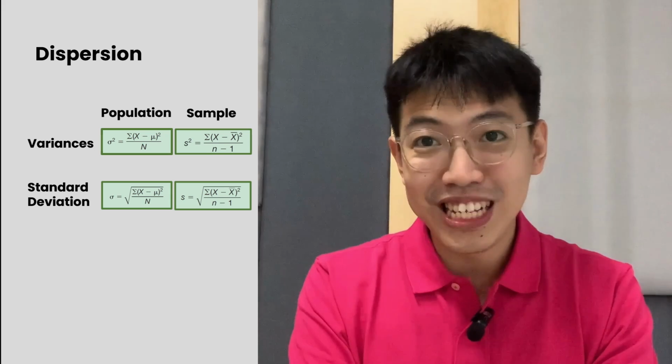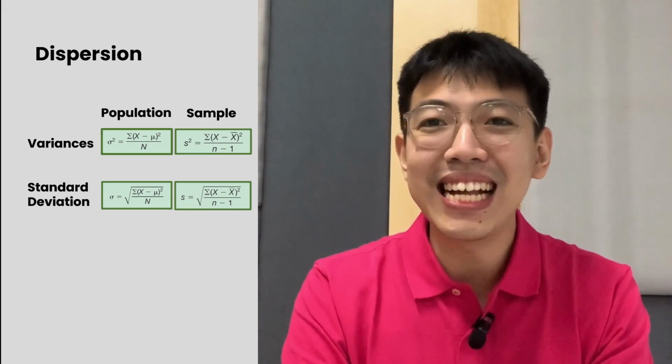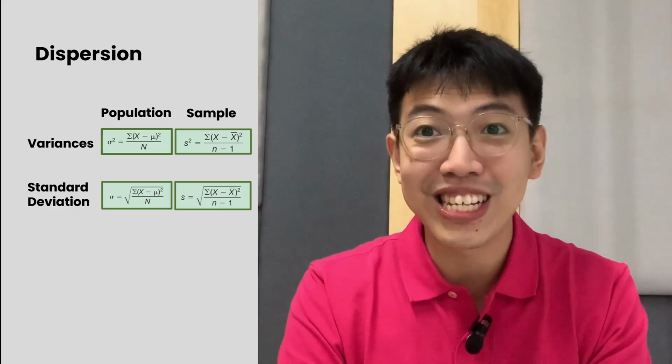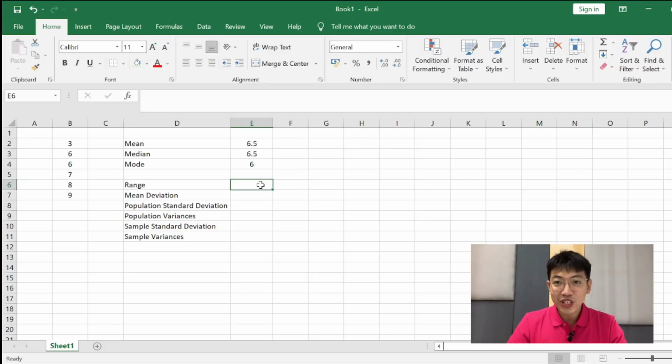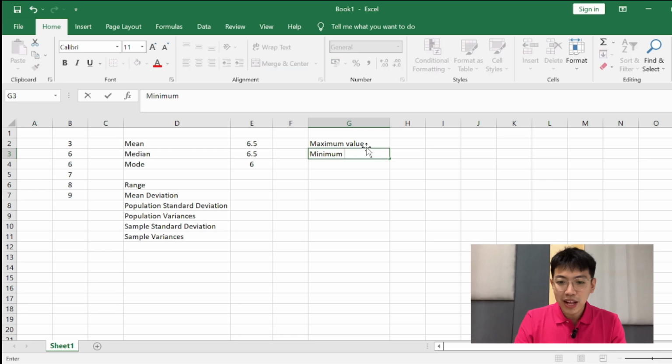To make it easier, we can find the range, mean deviation, variance, and standard deviation in Microsoft Excel. The first one is range. As we know, the range formula is largest value minus smallest value. So we need to find the maximum value and also the minimum value.